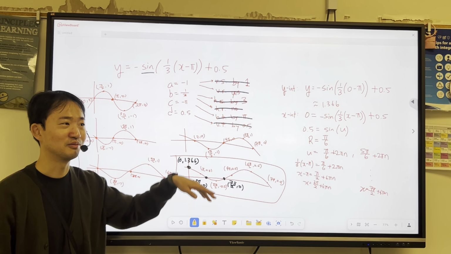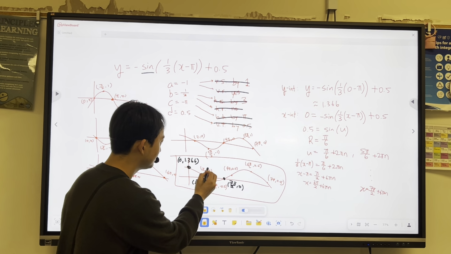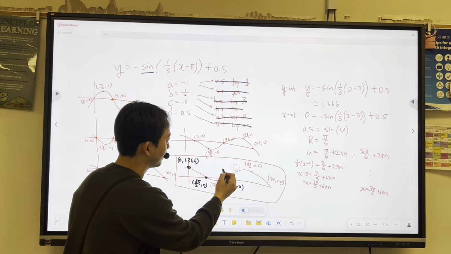The midpoints don't matter. So if you want to erase these ones, that's okay. These are not important. Important things are max and mins and the intercepts. Why can't the y-intercept be on the negative? Well, because it's positive 1.366. So if you have drawn it here and say, oh, it's 0.136, then it's an incorrect shape.